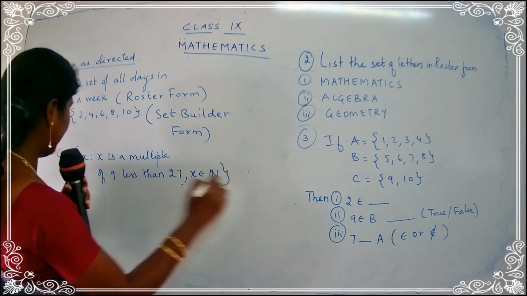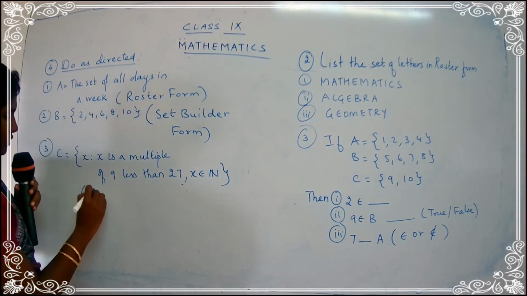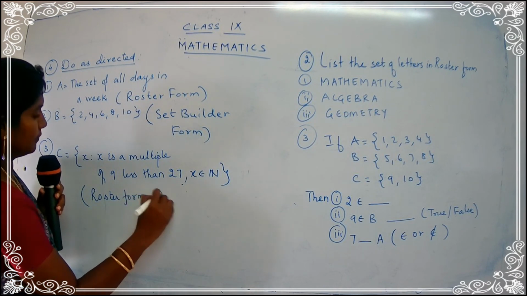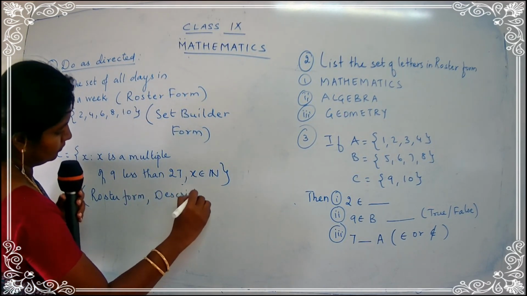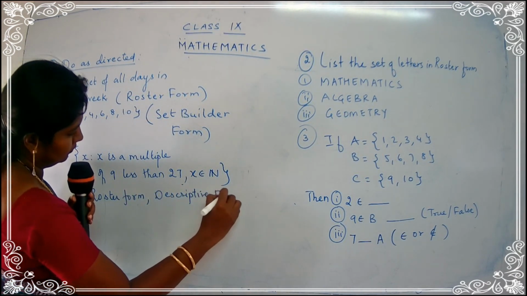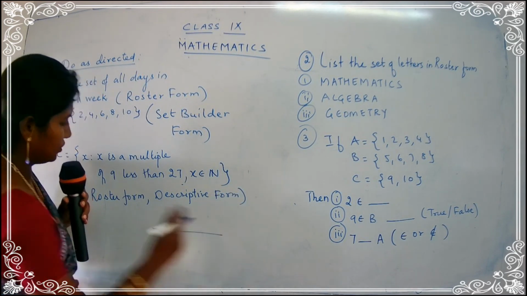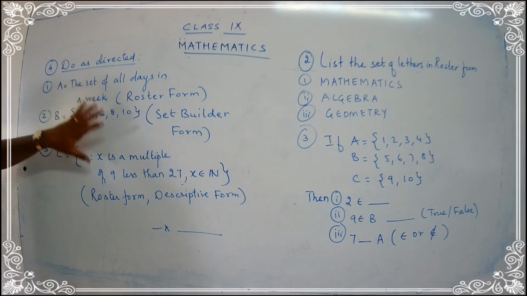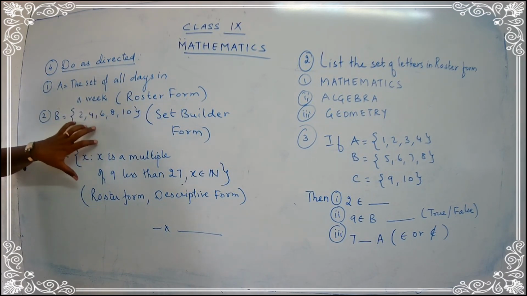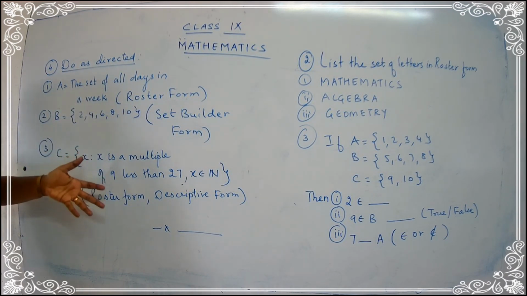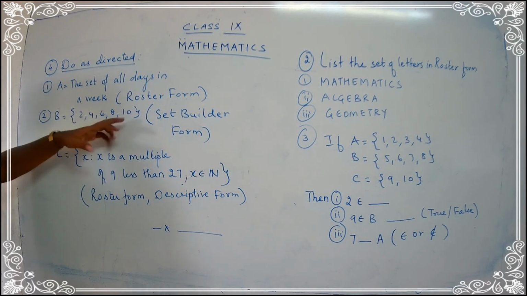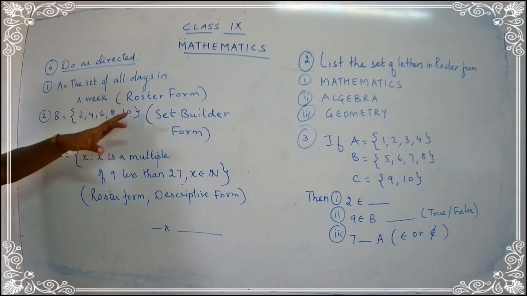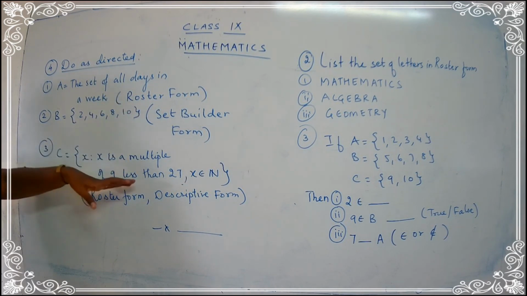So you have to write this as a roster form and descriptive form. This is your homework. Roster form means what are the days, you have to write down the days. Here rule means write it like a rule. What is this 2, 4, 6, 8? It is a multiple of 2, yes? Till where are you getting? 10. So multiple of 2 less than 12. What is the next multiple? 12. So you can write less than 12. I have just given you a hint.